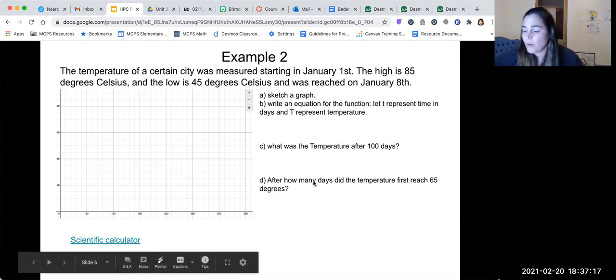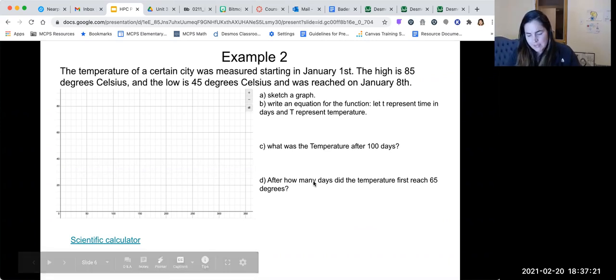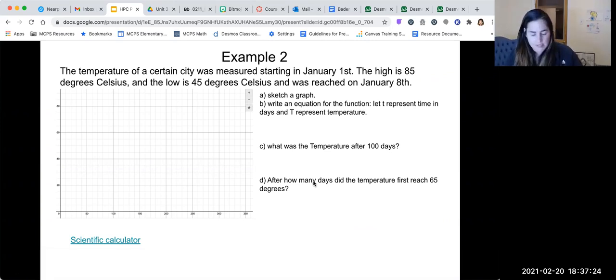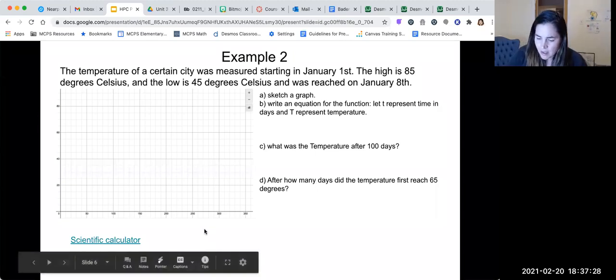So after how many, what was it? C, what was the temperature after 100 days? And D, after how many days did the temperature first reach 65 degrees? And we're going to want to have a scientific calculator for this, and I'll show you why when we go over it.